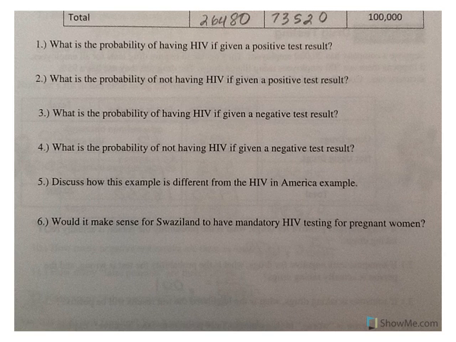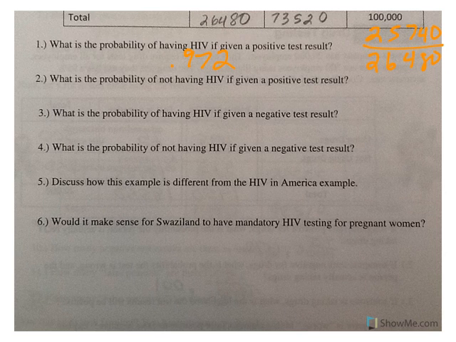All right, number 1, what is the probability of having HIV if given a positive test result? So a positive test has a denominator of 26,480, and having HIV is 25,740. So when you divide that, you get 0.972. So if you test positive, there's a 97% chance that you actually have it.